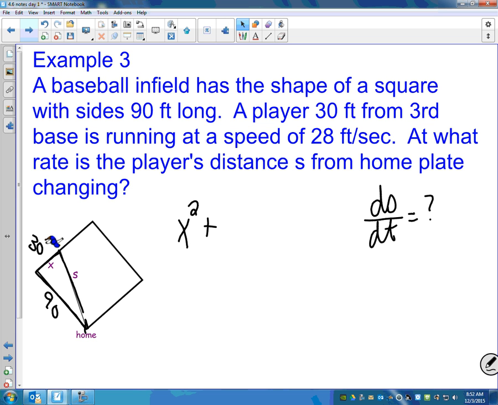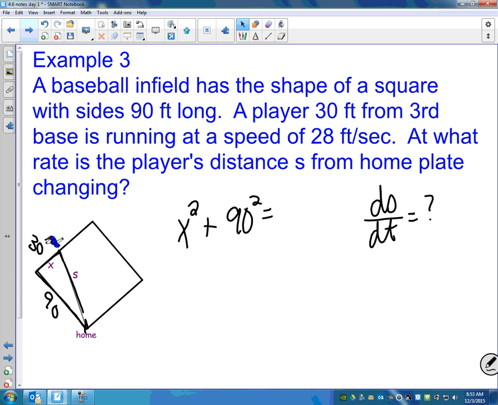I'm going to write an equation, the Pythagorean theorem relationship. Even though I know that he's 30 feet from base, I have to use a variable because every second that goes by, that's going to change. You agree with me on that? So the 30 is going to come into play later, but right now it's x. What about the 90? Is the 90 ever going to change? So do I need to use a variable for 90? Because the 90 is always 90.